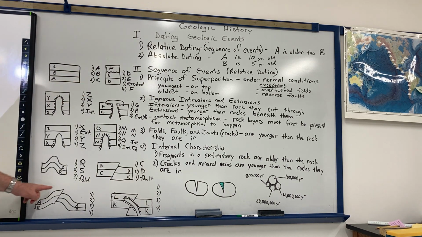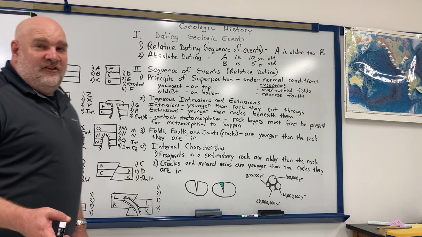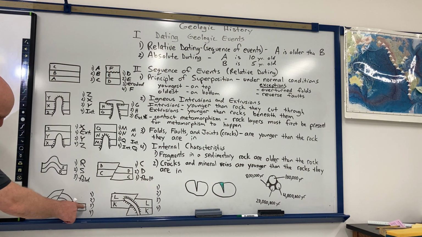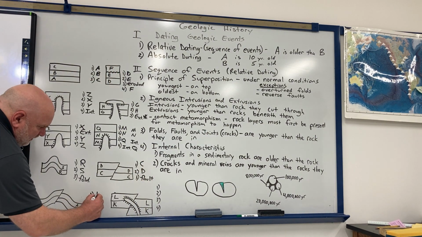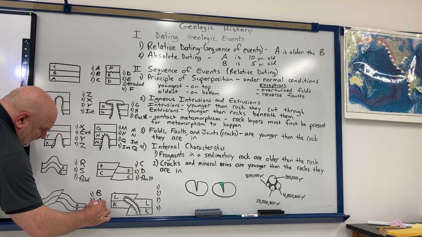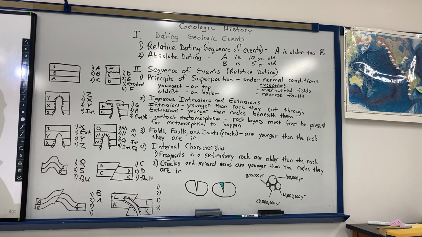So let's say this one right here. There's a few things going on with it. I have the rock layers formed, I have a fold, and I have a fault. So if I'm going to do a sequence of events for those things, first off, the rock layers have to exist before they can either be folded or faulted. So the first thing that would form would be B. The second thing that was formed would be A. So the rock layers have to exist.